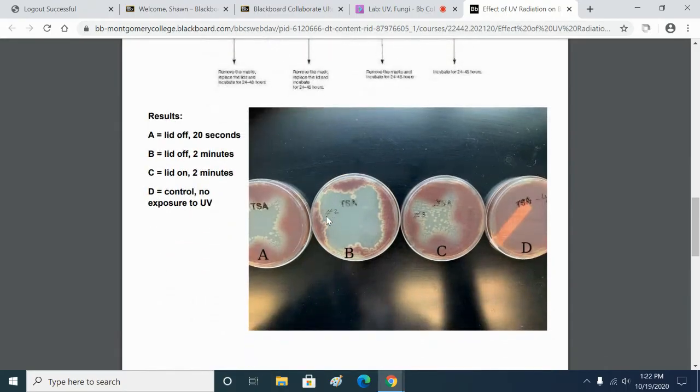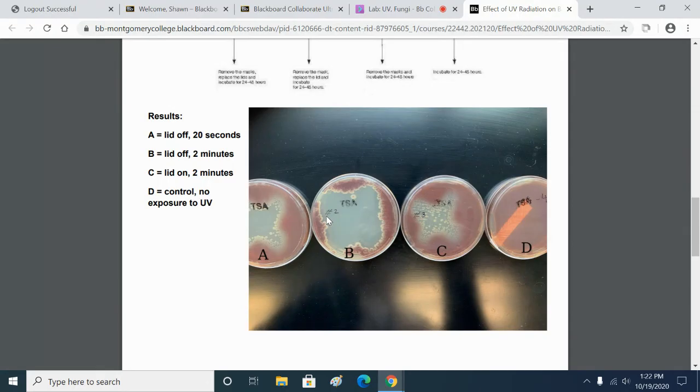So plate A had the lid off with the X paper cutout on top and was exposed for 20 seconds. Plate B had the lid off and the paper cutout on top and was exposed for 2 minutes. Plate C, we left the lid on the plate and put the paper cutout on top of the lid and exposed for 2 minutes. And plate D was our control.